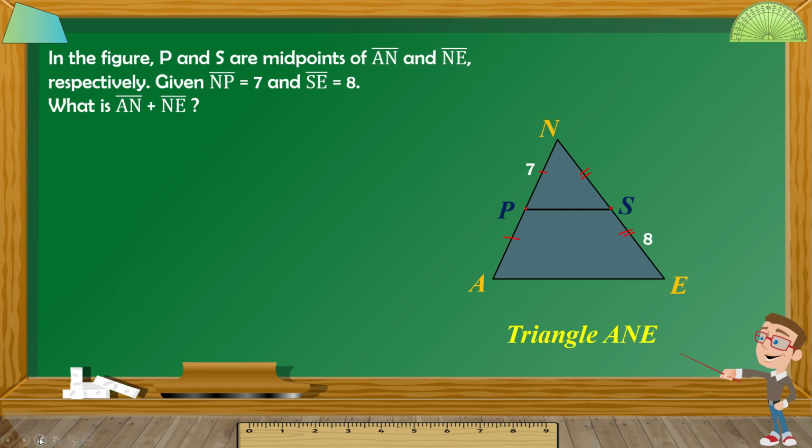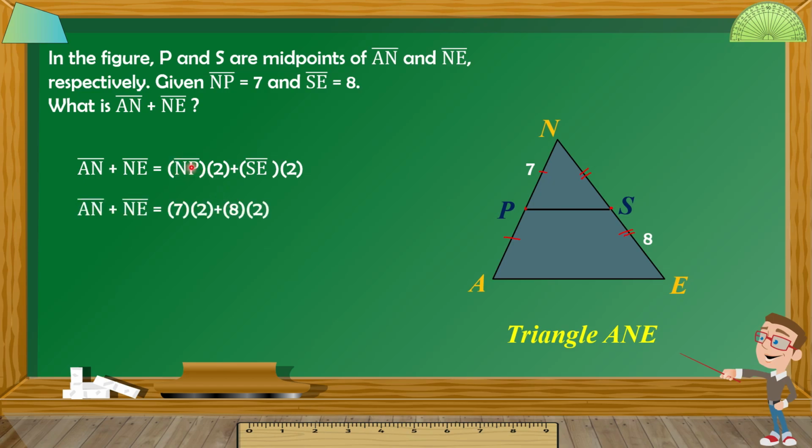And then, yung mako-construct nating equation dito ay AN plus NE. So, yan yung kinukuha natin, di ba? Is equal to NP times 2 plus SE times 2. Multiply lang natin sila ng 2. Di ba? Kasi since equal naman sila. So, substitute lang natin yung value ng NP natin dito ay 7. At yung SE natin, yung value niya ay 8. So, simplify lang natin. 7 times 2, that's 14, and 8 times 2, that is 16. And then, add lang natin, 14 plus 16, that is 30. So, therefore, yung sum ng mga lengths ng side AN at side NE ay 30 units.